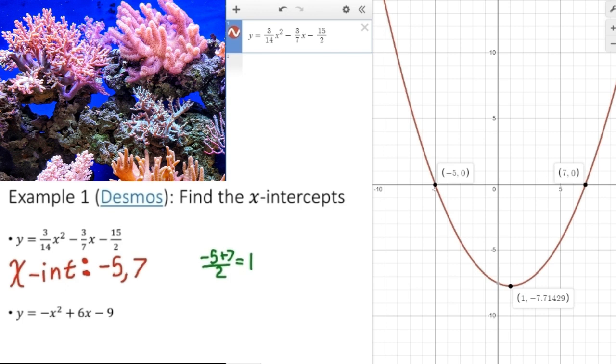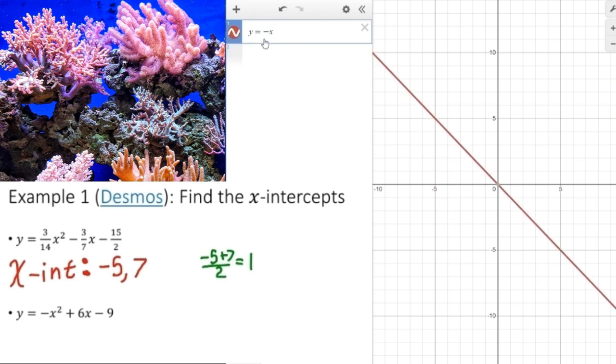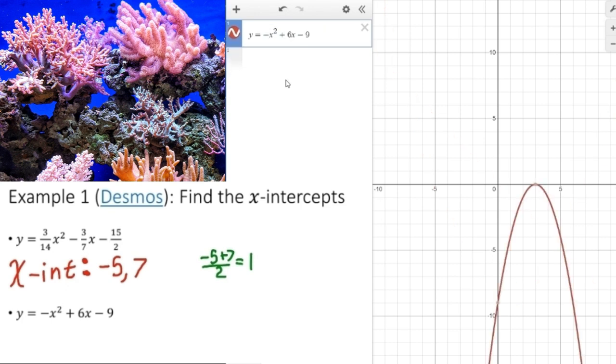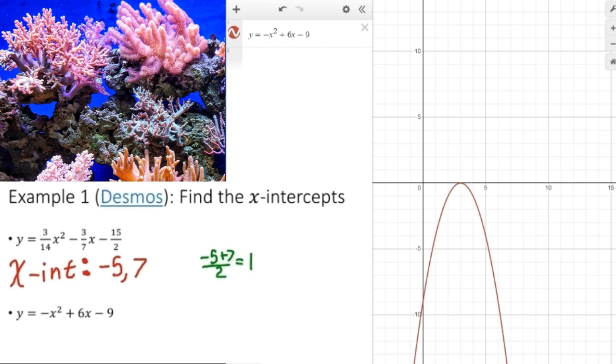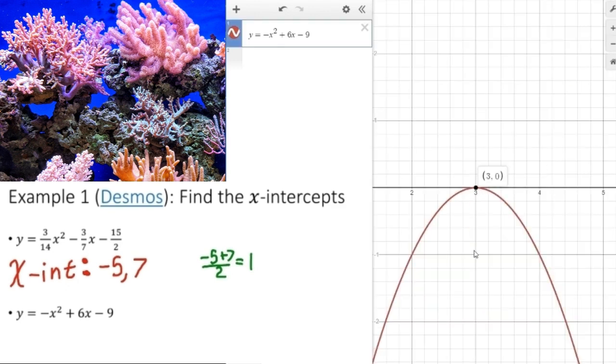Next, we're going to find the x-intercepts of y equals -x squared plus 6x minus 9. Going into Desmos, replacing our equation, and there's our graph in red of y equals -x squared plus 6x minus 9. Notice here along the graph, we only have one x-intercept. If we zoom in more, you can see that this x-intercept is the highest point of our parabola. It is where our parabola would turn. So our graph has only one x-intercept, and that x-intercept is 3.